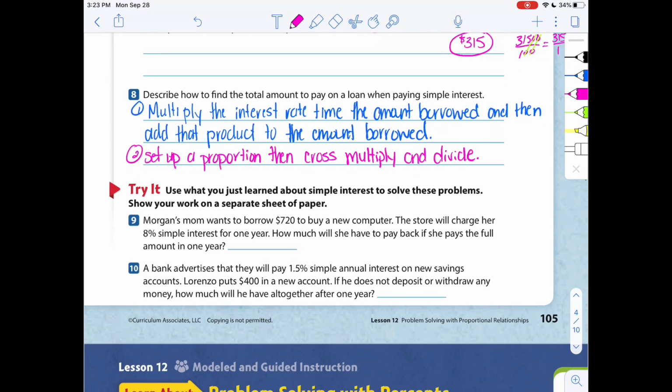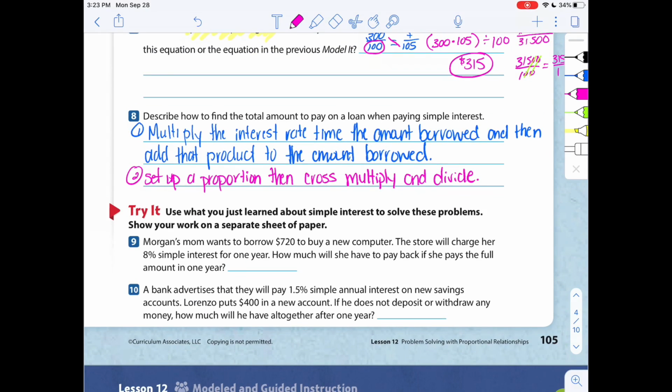Take a look at the directions. They say, use what you just learned about simple interest to solve these problems. Show your work on a separate sheet of paper. If you have room on the side of your paper, feel free to show your work there. What I want you to do is go ahead and highlight number 9 and 10. And then I want you to solve these two. I want you to solve one by using the equation, and then solve the other one by setting up a proportion. And you can choose which one you solve either way. Go ahead and pause the video and solve those, making sure one is solved with an equation and the other is solved by setting up a proportion.